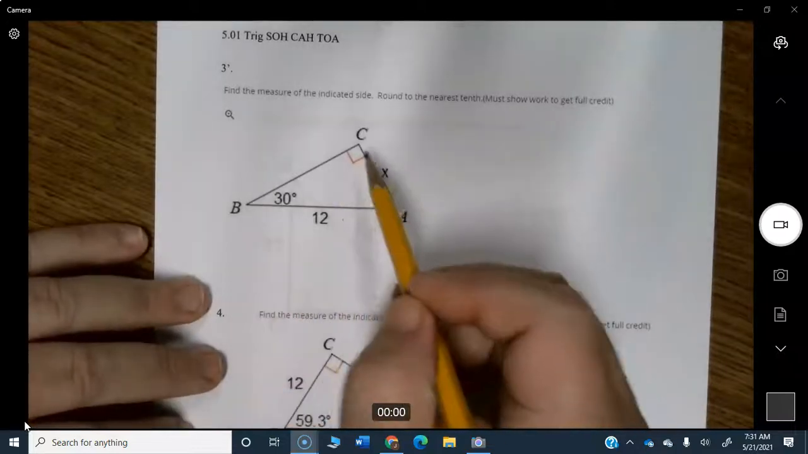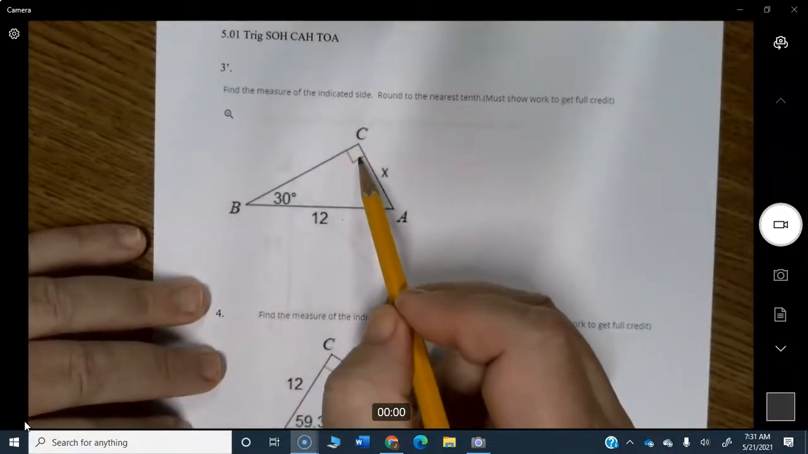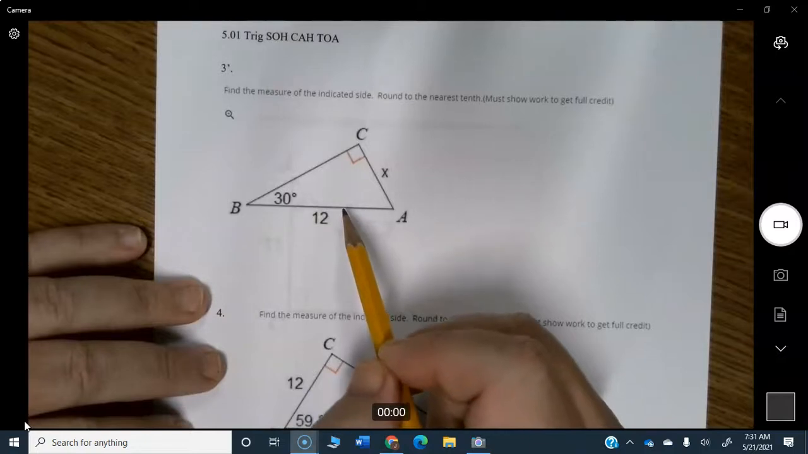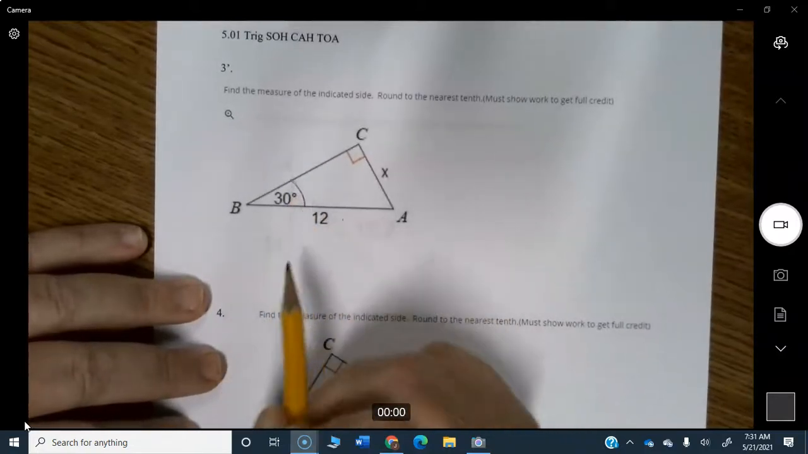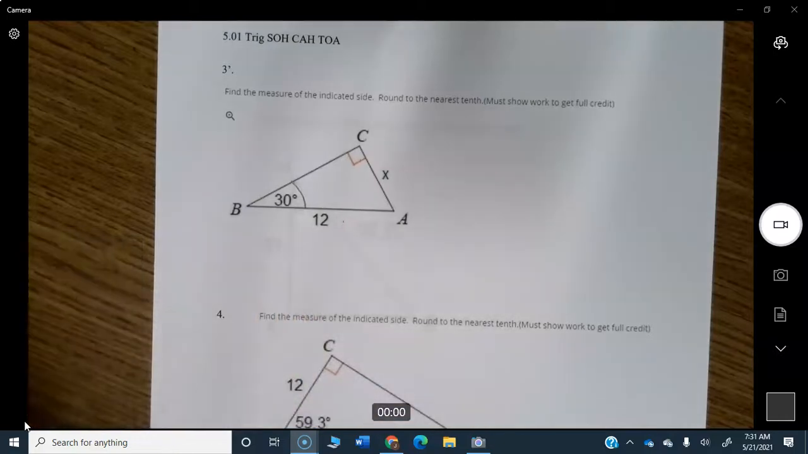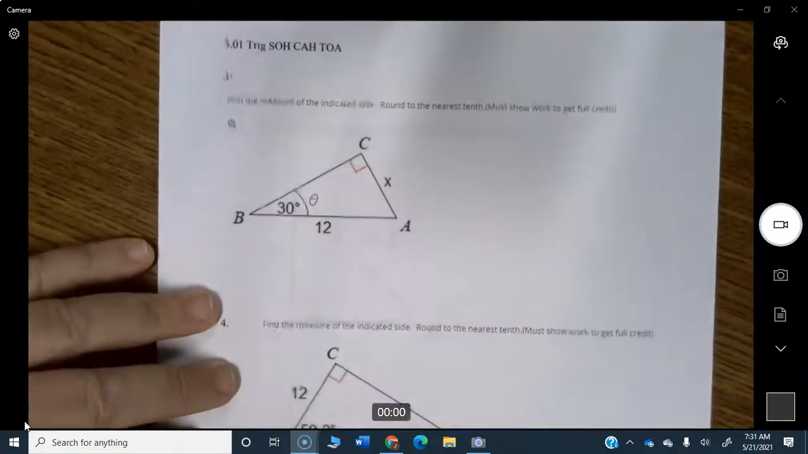Don't be confused because they might turn the triangle on a side like that, which you're not used to seeing. Just remember that's a 90-degree angle, and that's a 30-degree angle. We usually show an angle by an arc like that. That's an angle right there, so that is the angle theta. So theta equals 30 degrees here.